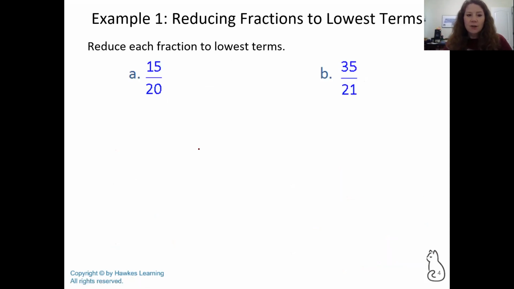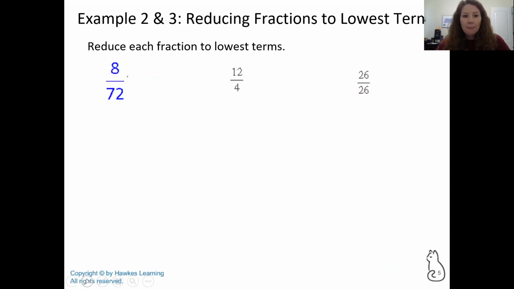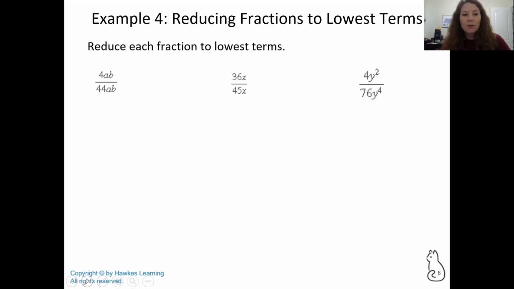Once again, I can put these right in my calculator. We're going to do it the easiest way possible. I know these are both divisible by 5, so I get 3 over 4. These are both divisible by 7, so I get 5 over 3. 8 goes into 72 9 times, so I'm dividing the top and the bottom both by 8. 12 divided by 4 is 3, and any number divided by itself is 1. So we're going pretty quickly, right?